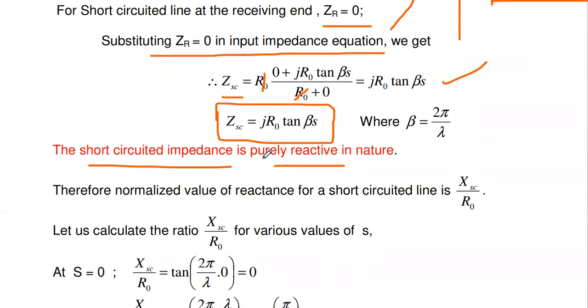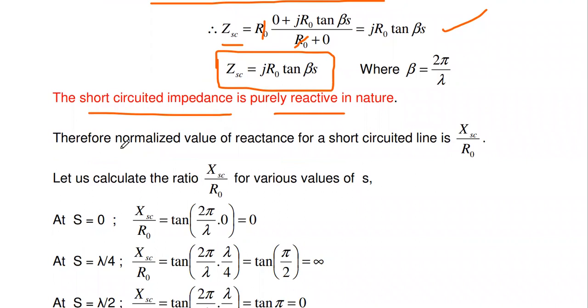Next, we are going to draw the graph for this short circuited impedance. In order to draw the graph, first we calculate the normalized value of reactance for the short circuited line. The normalized value means we divide ZSC by R0. ZSC is purely reactive in nature, so the impedance Z can be written as X, reactance. It does not consist of a real part, only an imaginary part, so we write it as XSC.